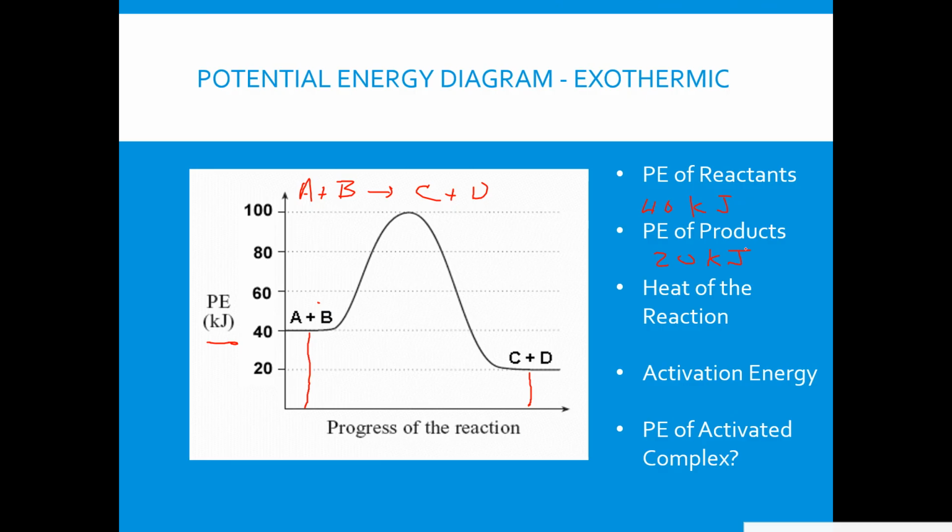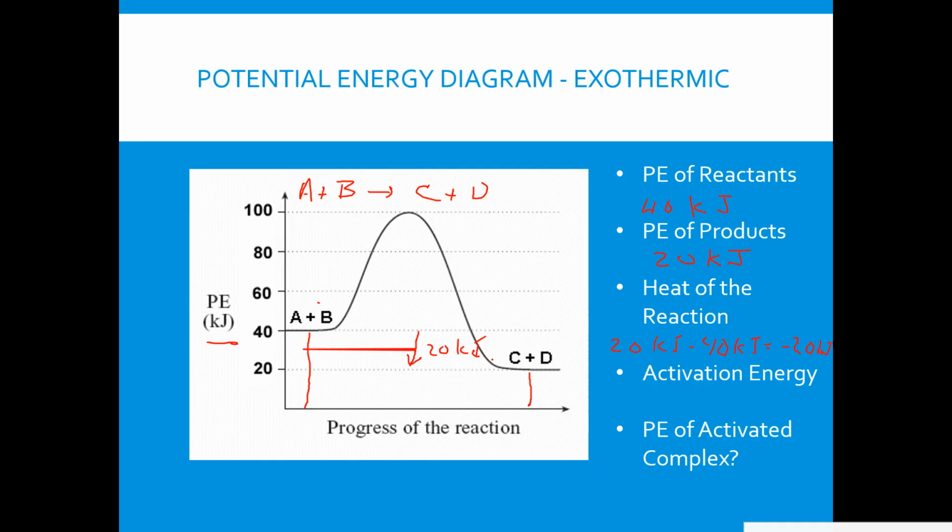So if I want to know what the heat of the reaction is, it's going to be products minus reactants. It's always products minus reactants. So that would be 20 kilojoules minus 40 kilojoules, or a negative 20 kilojoules. That means this reaction, when going from reactants to products, lost 20 kilojoules of energy. It doesn't look like a J, it looks more like a T. There we go.